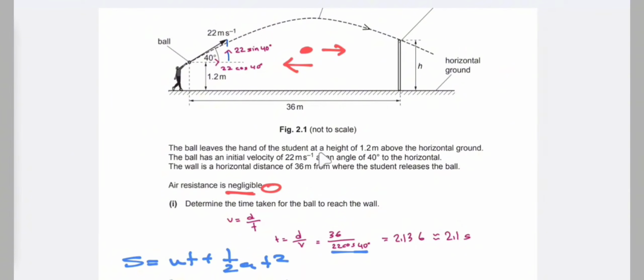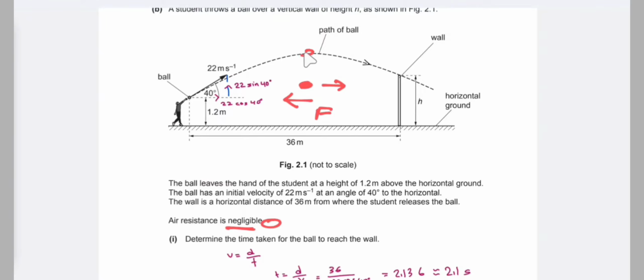That means in the horizontal direction, there is no force acting. For example, the ball is already being thrown from this point, and now the ball is at this point. At this point there is no forward force acting on the ball, because it is already being thrown. Also, since air resistance is negligible, there is no backward force. So the resultant force in the horizontal direction is 0, and since the resultant force is 0, the acceleration is also 0.